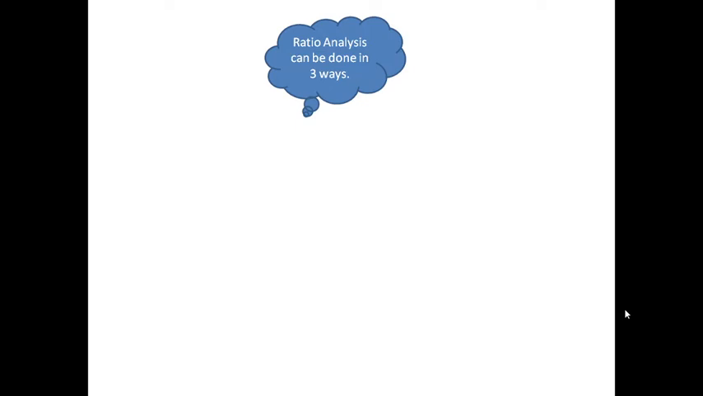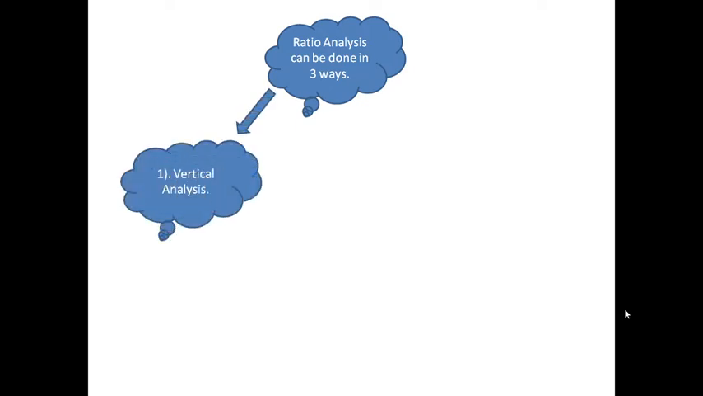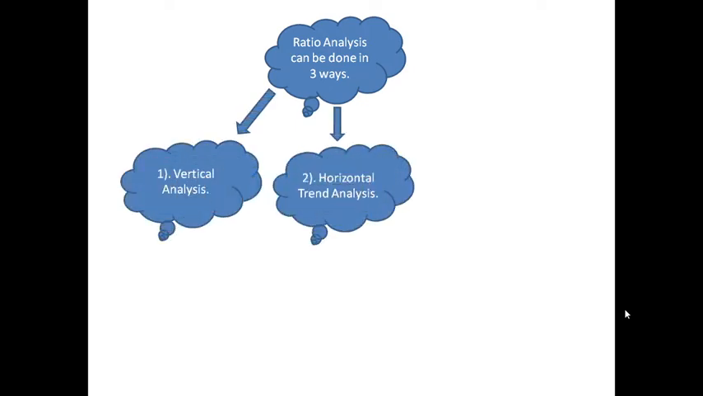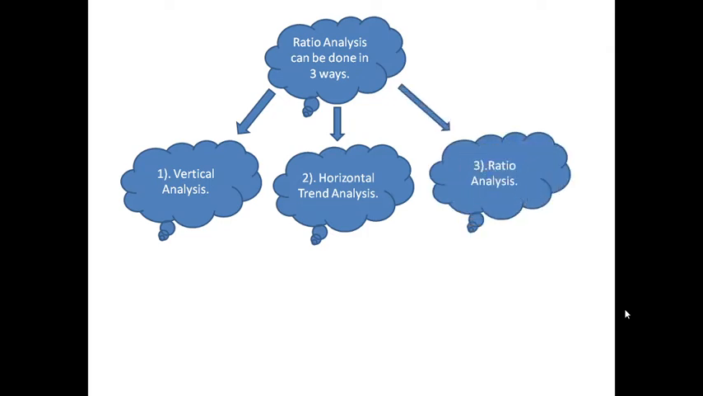Apart from this, there are different methods for doing a ratio analysis. It can be done in three different ways. The first one is called the vertical analysis, the second one is the horizontal, that is trend analysis, and the third one is called the ratio analysis. We'll be looking at these one by one in a simpler and easier way.